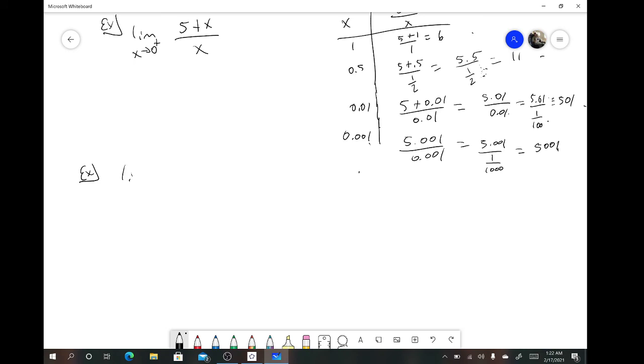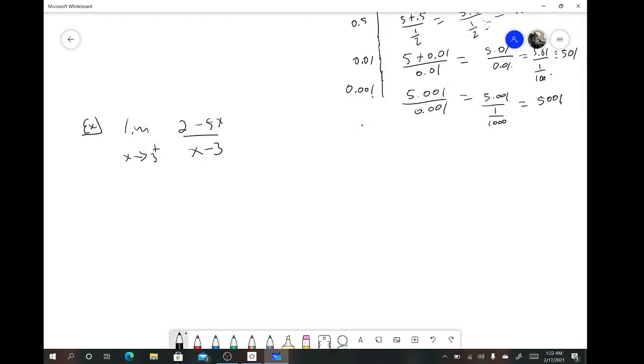We're going to have the limit as x goes to 3 from the right side of (2 minus 5x) over (x minus 3). Here we see that if we were to just plug in 3, the denominator is going to be undefined. But that's okay. We don't have to plug in 3 on the denominator right away.